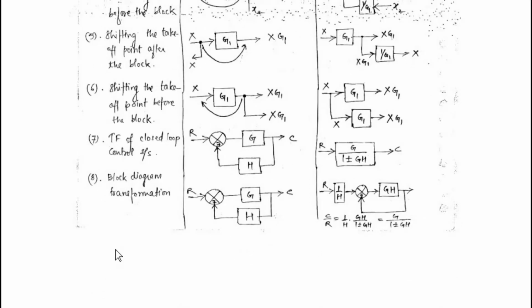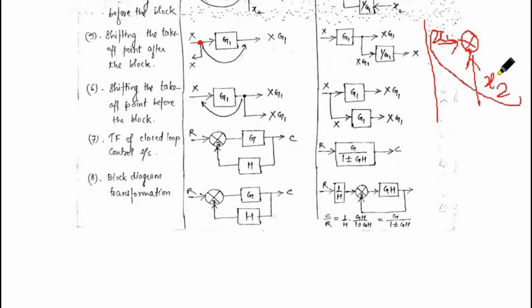As you know, there is a summing point and a takeoff point. This point we call a takeoff point, this one. So what is the difference between a summing point and a takeoff point? You have to understand that here. Summing point means you are adding signals. These words are important. Suppose x1 is there, and you are considering this plus sign here, and you are taking x2. So what you are doing is adding these two signals, x1 and x2.